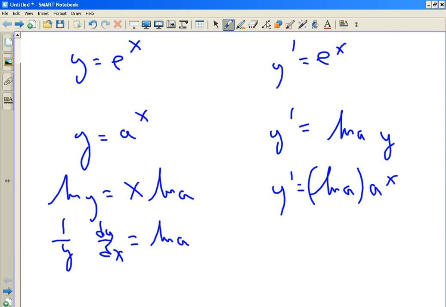Okay? So this is really a special case. I'm going to separate this. This is a special case of this, because what if a was in fact e? ln e, which is 1, times e to the x, is the same thing. So this is a special case of this more powerful rule. Okay? So let's keep that in mind. So the derivative of a to the x is ln a times a to the x, sort of like a little correction factor.